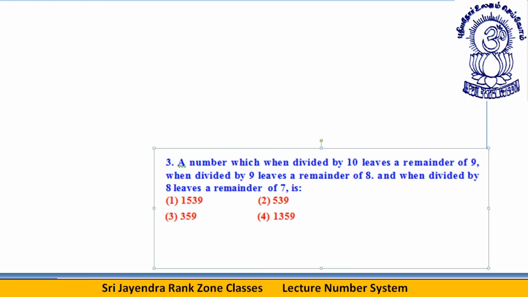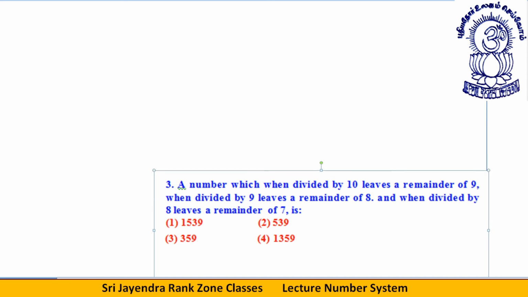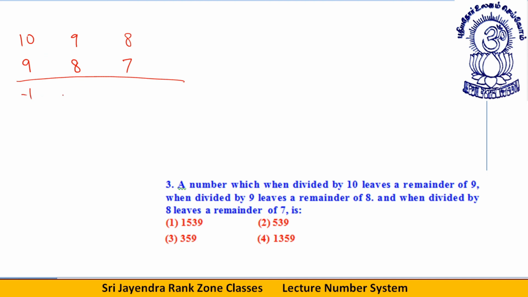See, the next question we have is a number which, when divided by 10, leaves a remainder 9. When divided by 9, leaves a remainder 8. When divided by 8, leaves a remainder 7. What should be our rule? 10 minus 9, 1. 9 minus 8, 1. 8 minus 7, 1.